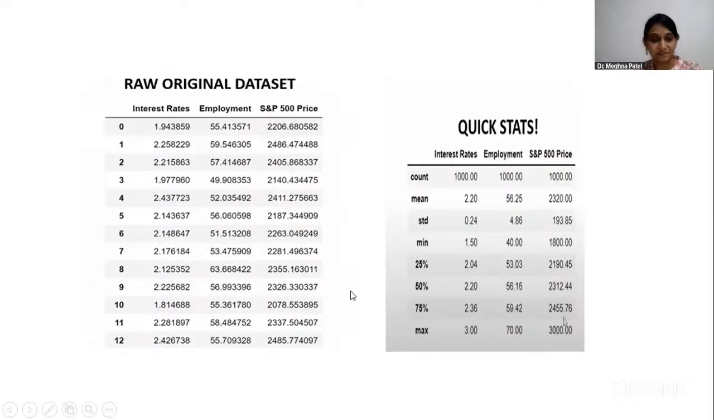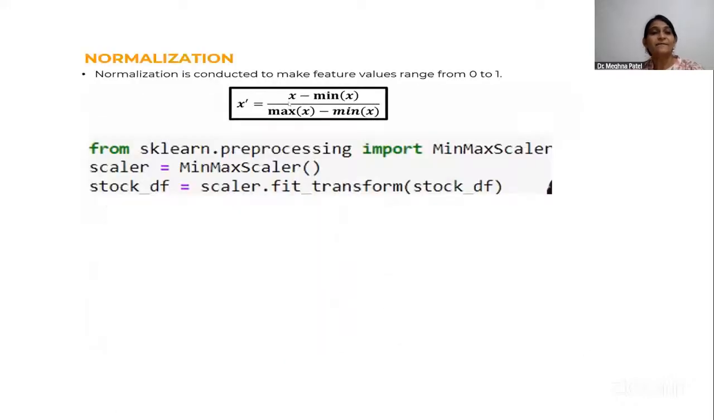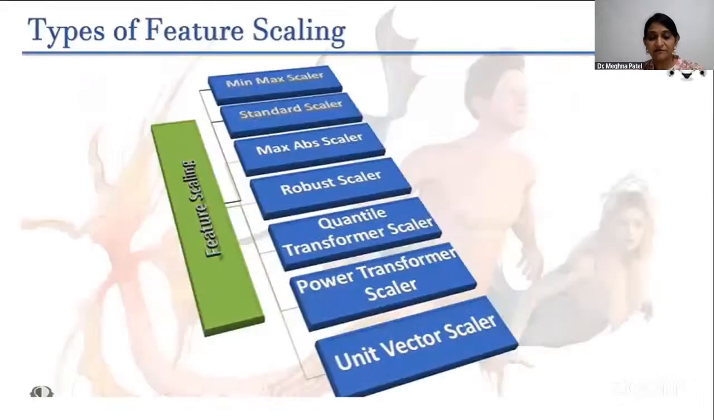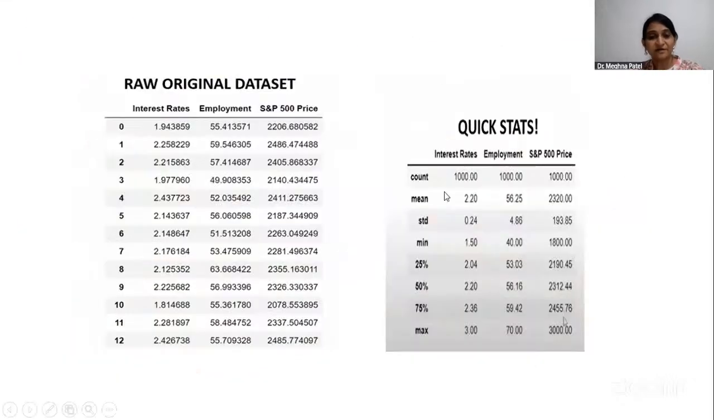Remember this. Now, I want to apply normalization scaling here. See, there are different ranges. The mean value is different for the first, second, and third features. The standard deviation, max value, and minimum value are also different for each feature.